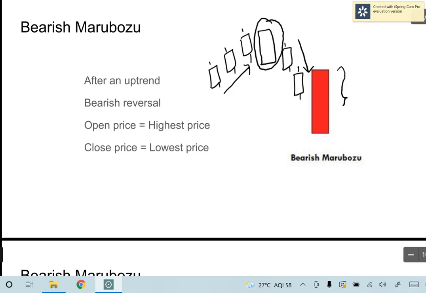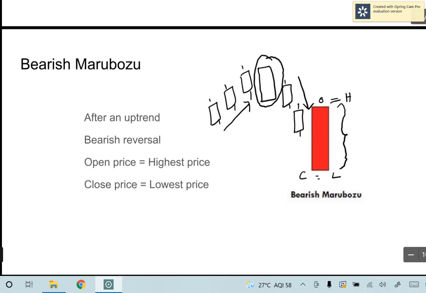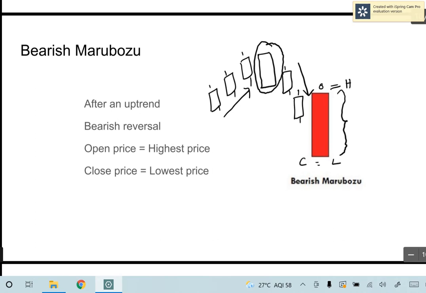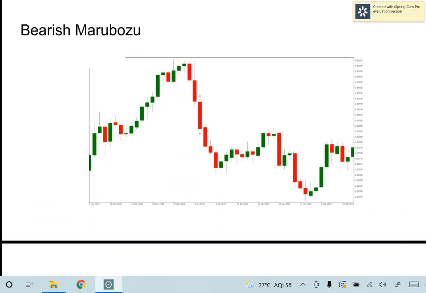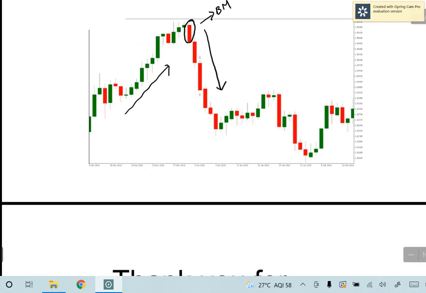This is the bearish Marubozu candle. Here the opening price equals the highest price, and the closing price equals the lowest price. That's why there is no upper shadow or lower shadow. This is an example of bearish Marubozu. Look here, the trend is an uptrend. This is the bearish Marubozu candle. After the bearish Marubozu candle occurs, the trend is reversed from uptrend to downtrend.